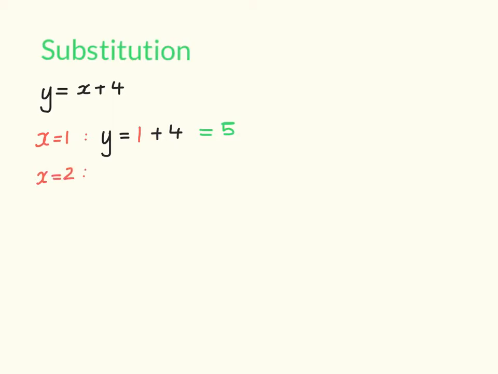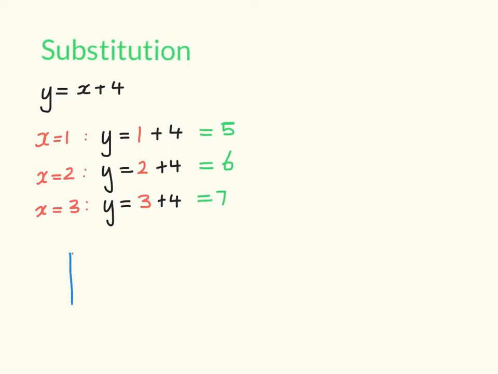So my equation tells us that y equals x, but in this case x is 2, plus 4. And 2 plus 4 makes 6. Let's try it one more time. So x equals 3. So putting into my equation, y equals x, but x is 3 in this case, plus 4, which equals 7. Okay, so we've established a pattern by substituting into this equation at the top.